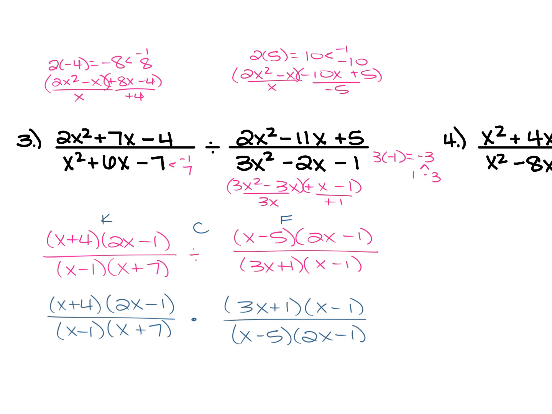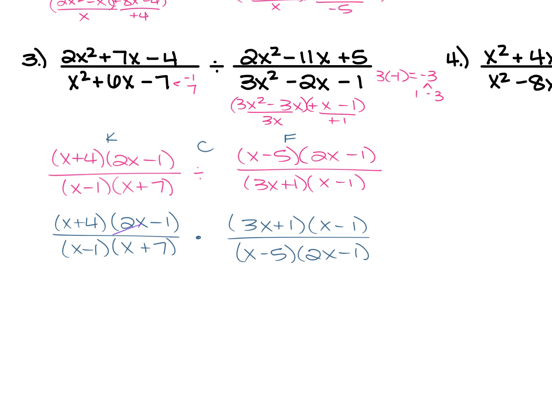From here, simplify. You have a 2x minus 1 on the top of the first fraction, bottom of the second fraction. You also have an x minus 1 on the bottom of the first fraction and the top of the second fraction. From here, multiply straight across, and you have x plus 4 times 3x plus 1 over x plus 7 times x minus 5.